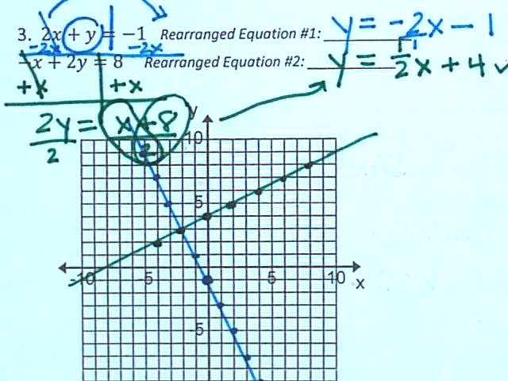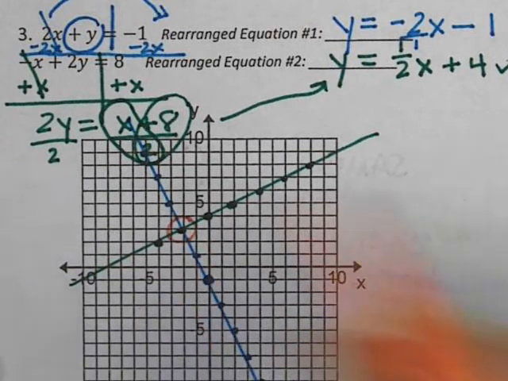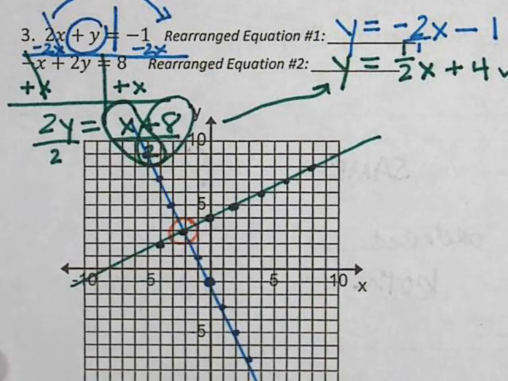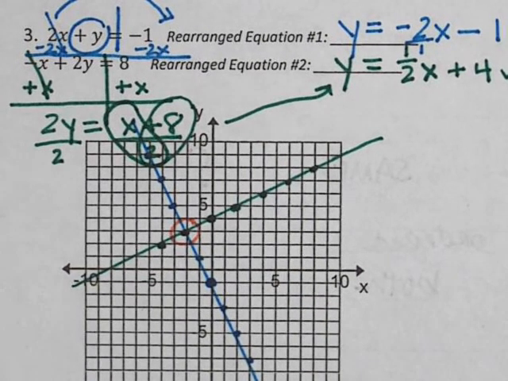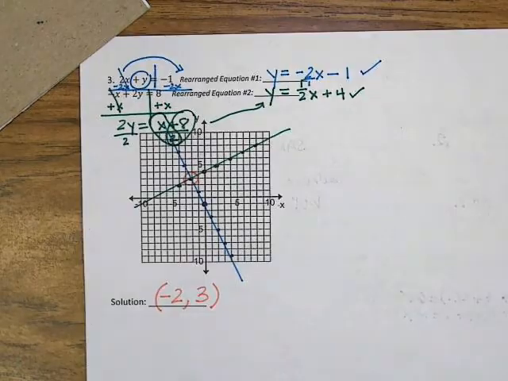And then what is the ordered pair where the two lines cross? I see it right here, and that's at negative 2, 3. So the solution is x is negative 2, y is 3. Oh, sorry. Negative 2, 3.